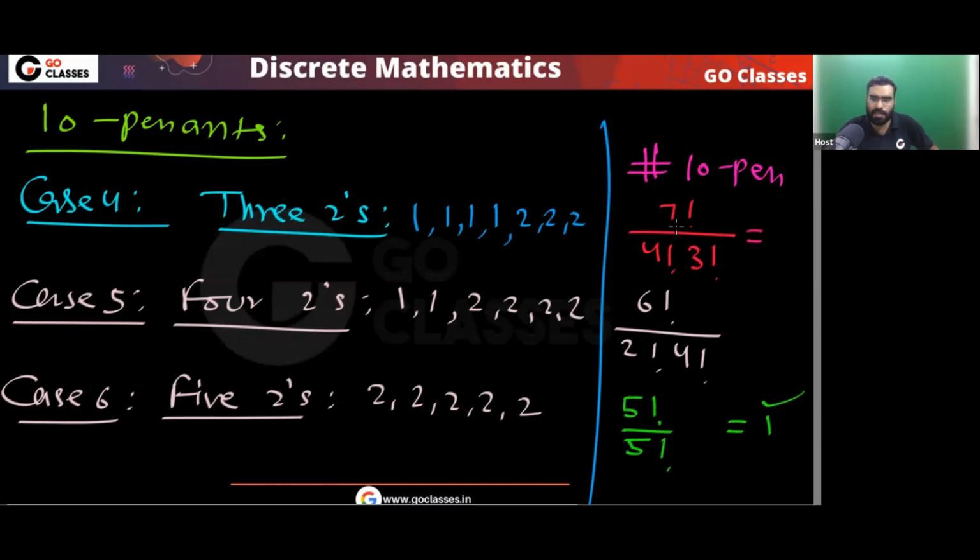What will be this? Please tell me here what will be the answer. I think it will be 35. Okay, it will be 35. And what will be the answer here? So I think it will be 15. Now you tell me the total.